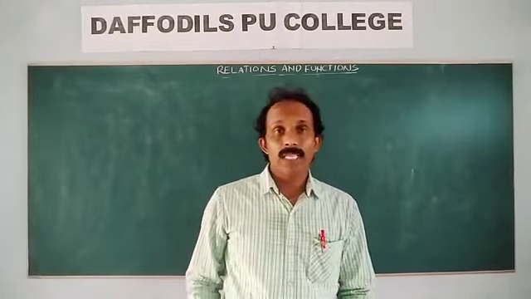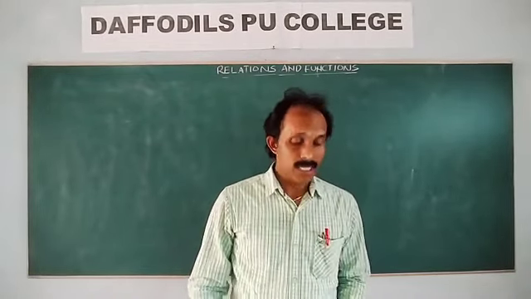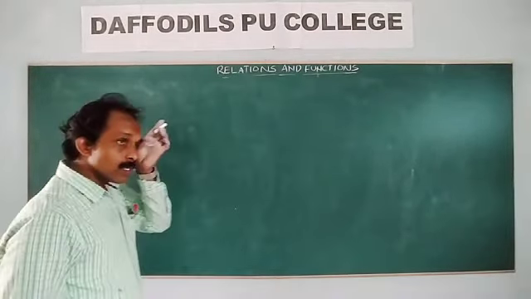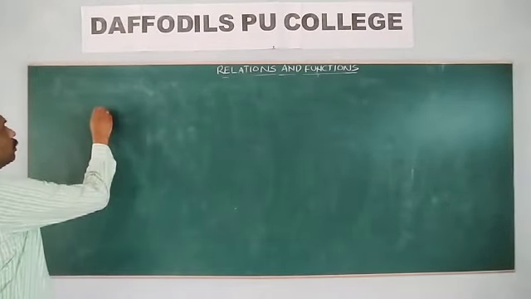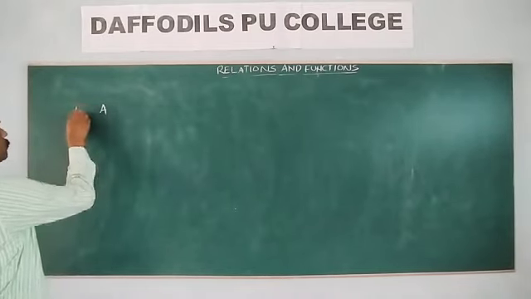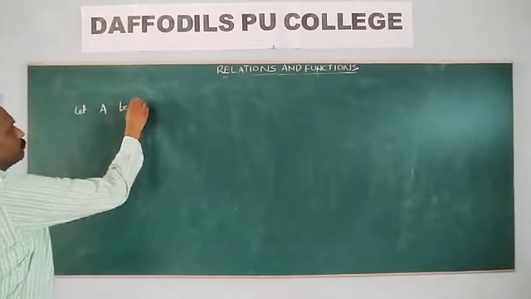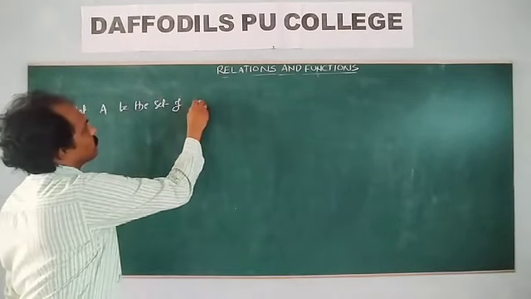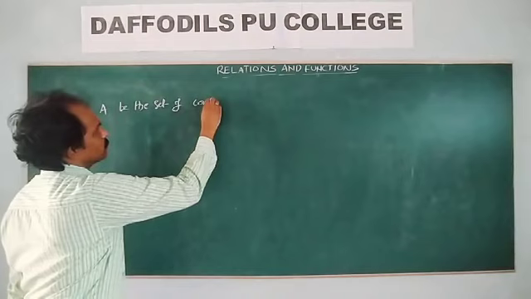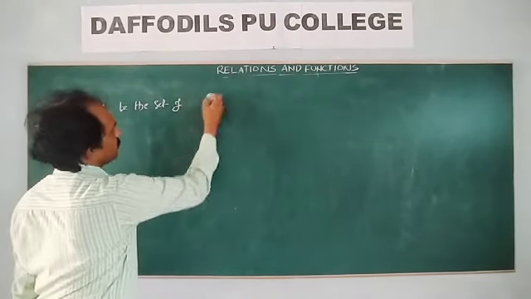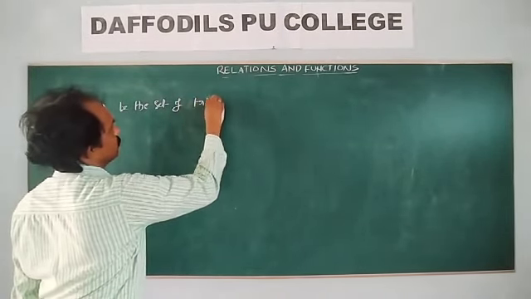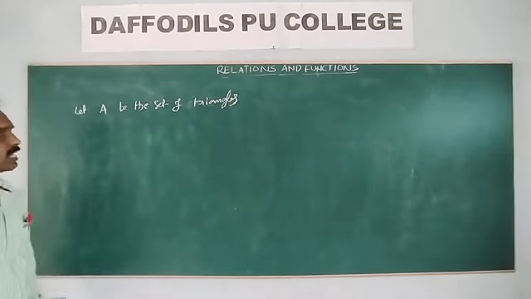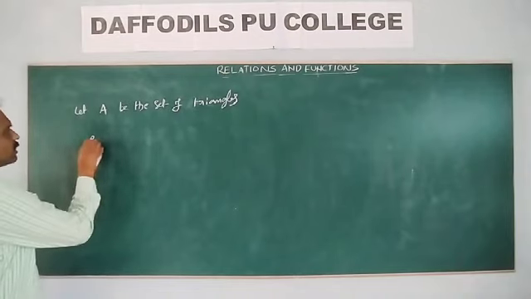Okay. Some examples I will explain. Suppose let A be the set of triangles. Right? The relation is defined on this set.